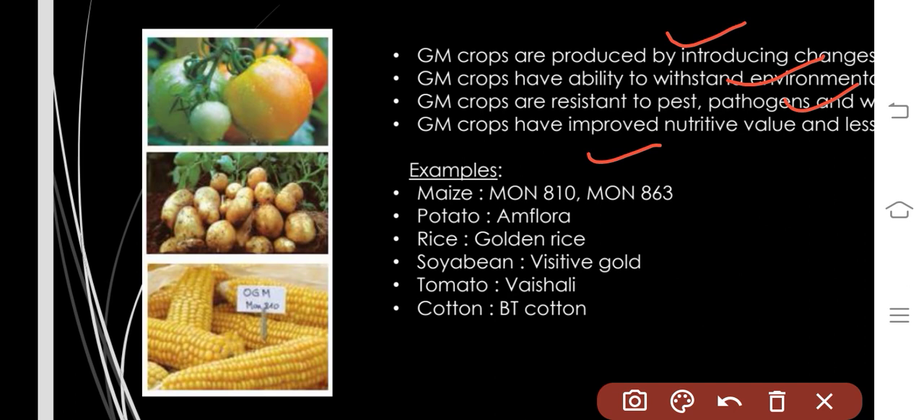Some examples of GM crops are given. For example, maize, MON 810, MON 863. Then potato has Arm flora as a new GM crop. Rice, golden rice is a GM crop. Coming to soybean, Visitive Gold, tomato Vaishali, and cotton, that is BT cotton. They are all modified varieties of crops which are already present, with new varieties, new strengths and new characteristics.